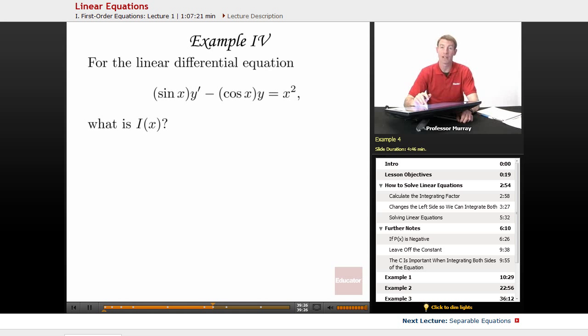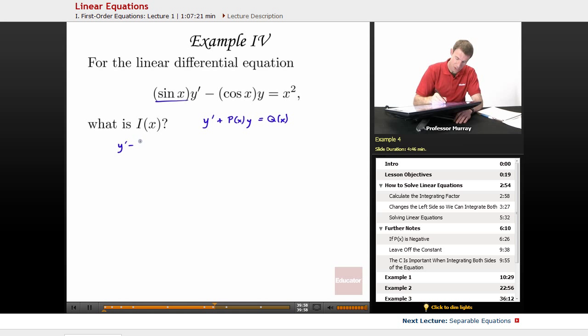In example 4, we're given the linear differential equation sine x y prime minus cosine x y is equal to x squared. And we want to find the integrating factor I of x. So again, let's remember our generic form for a linear differential equation. Y prime plus p of x y is equal to q of x. In particular, you can't have any coefficient in front of the y prime. So we've got this sine x here, so I've got to get rid of it by dividing it away. So I'll divide that and get y prime minus cosine x over sine x y is equal to x squared over sine x.